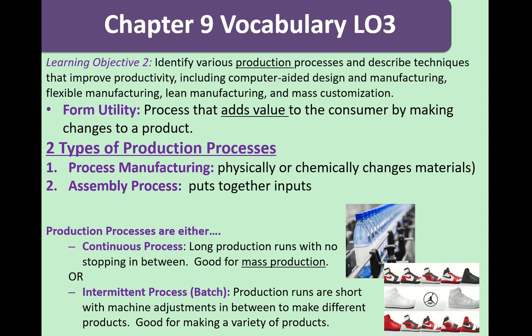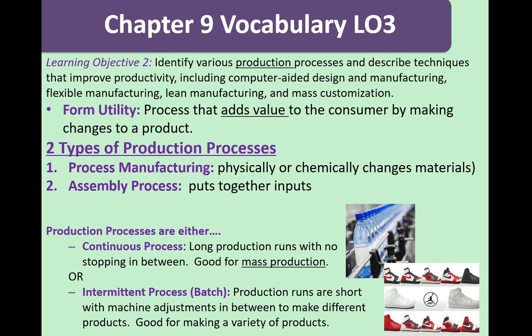What is production? When you produce something, you're creating something called form utility. That's where you are adding value by making changes to a product. Otherwise, why would anybody buy your product unless you're providing some type of value? When you're adding value, there are 2 types of production processes.